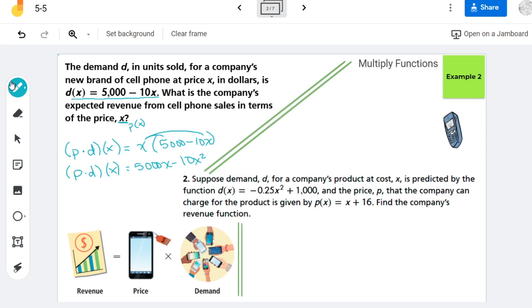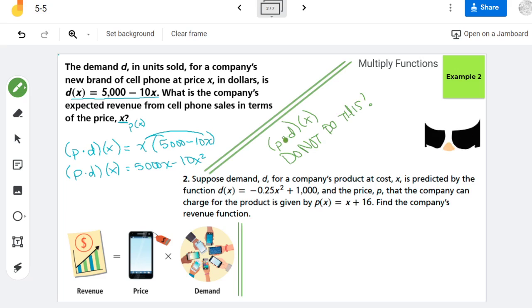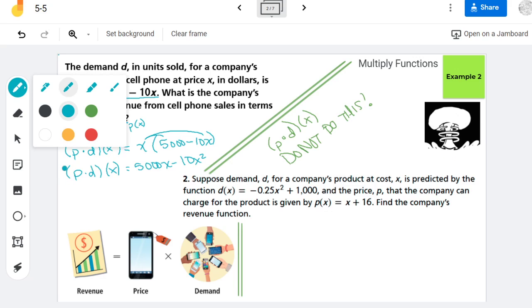Now, a little heads up here. Some people like to be really cutesy with how they write, and instead of putting a dot, they might put a circle like that. Oh, look at how nice that looks. Do not do this. That circle is specifically used for composition of functions, which is saying to take D of x and plug it into P of x. So it's very important that you're using a dot and not a circle, because otherwise your notation's not going to look quite right.